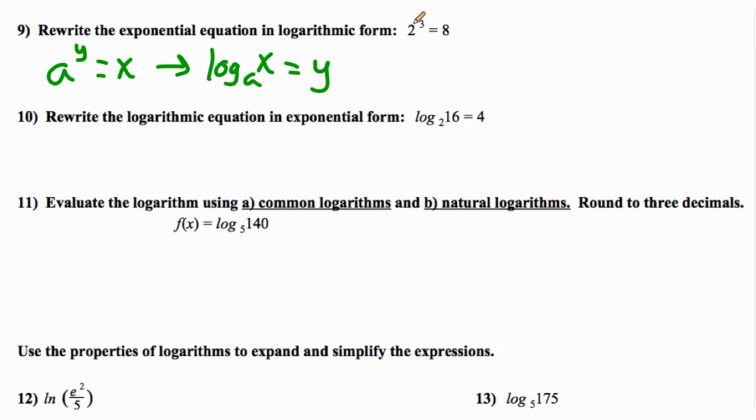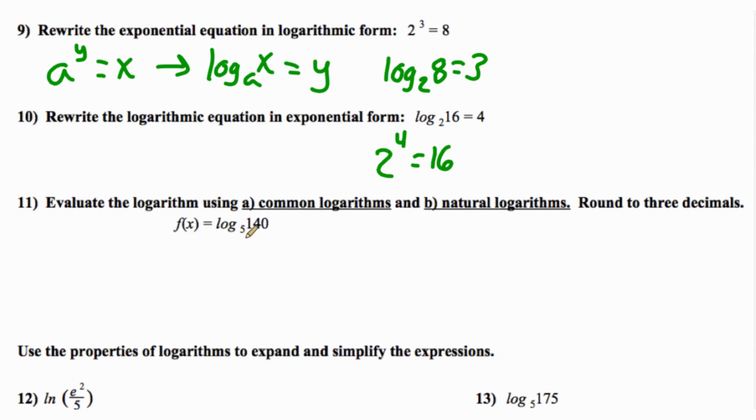So taking a look at this exponential, the 2 base is going to become the base of our logarithm. This 8 on the right-hand side becomes what we're doing the logarithm of, and then this 3 power becomes what this is equal to. Number 10 is working the other direction. This time we're given the logarithm and we need to rewrite it as an exponential. So this base 2 on our logarithm becomes the base of the exponential. The 4 on the right hand side becomes the power on the 2, and this 16 becomes what this exponential is equal to. So 2 to the 4th equals 16.